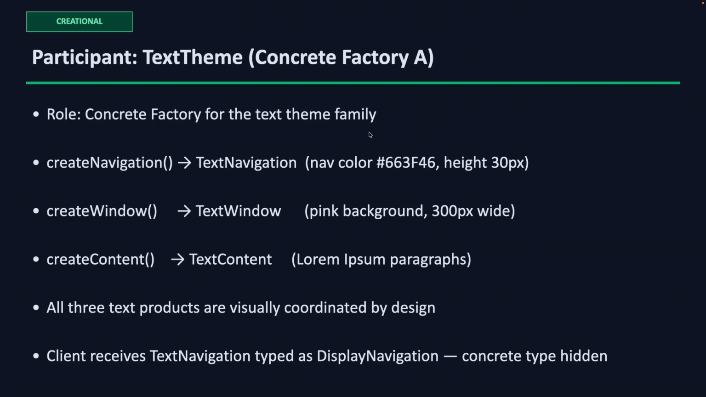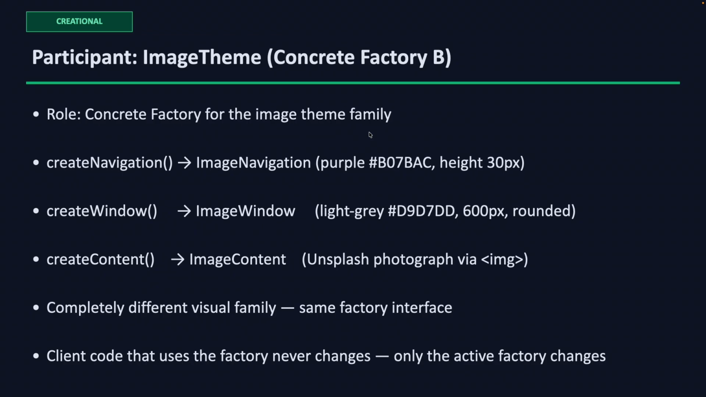And also all the text product family has their own specific visual identity, theme, look. And so the next one we have is the image theme. The image theme is the Concrete Factory B. It has the same interface, completely different products. Its navigation bar is purple, the window is wider, its content area renders an image.